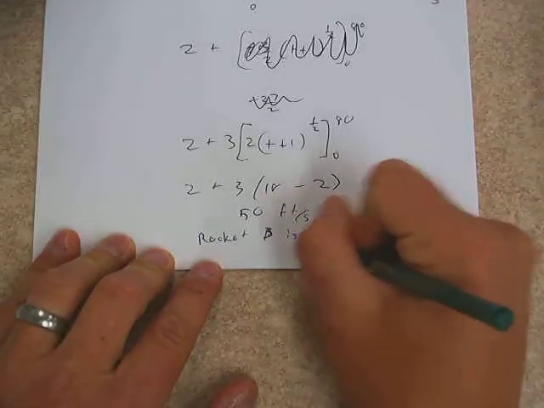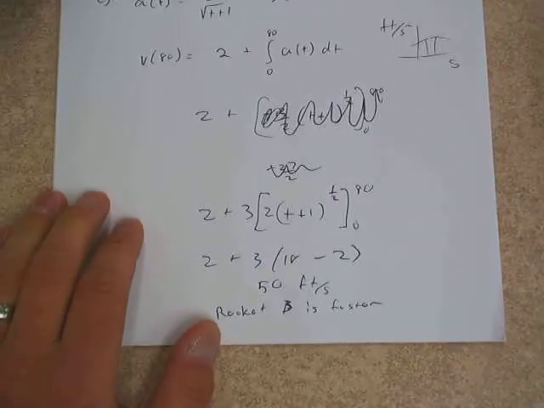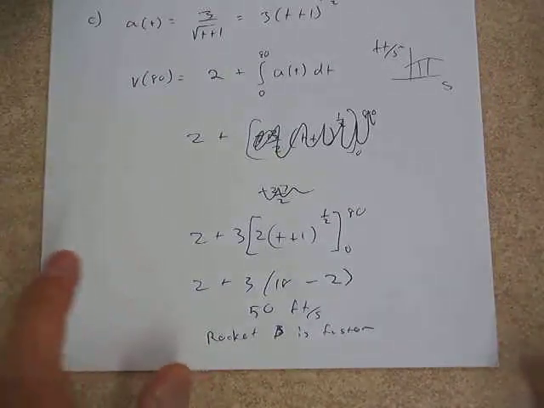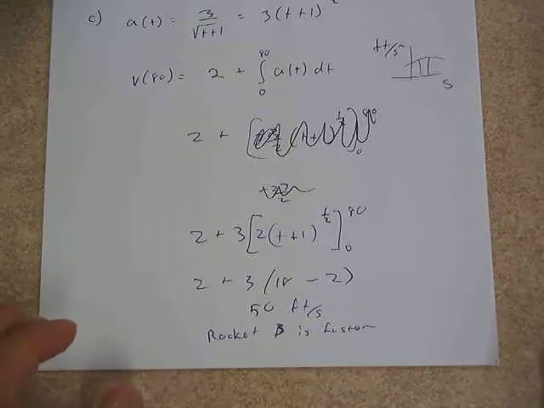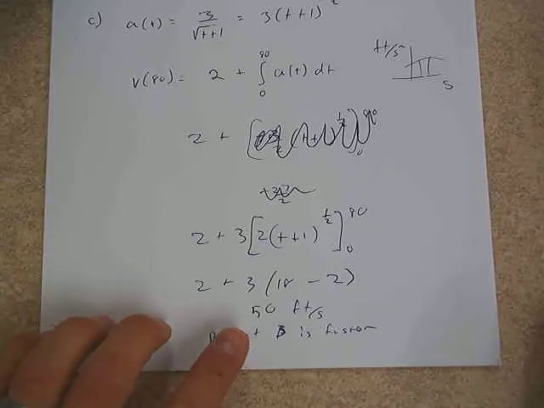And with that, we're going to get 16 times 3, 48. 48 plus 2 would be 50. And remember, the units are feet per second here because it's the velocity that we found. And so which rocket is going to be faster at that time? Maybe rocket B, wouldn't it?